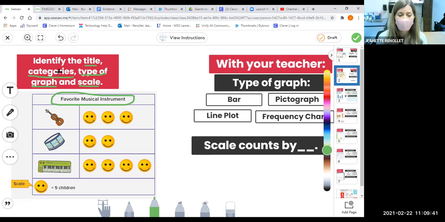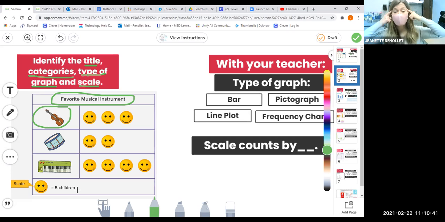Now let's do the categories. If our graph is talking about favorite musical instruments, what kind of categories do we have on our graph? I'll give you a hint. I see 3 categories. Who can identify some of the categories we see on this graph? We know we're talking about musical instruments, but what kind? Angela, what's one? One kind is a guitar. Okay, so some kind of guitar. I see one category. It's a stringed instrument. Might be a guitar. It might be a violin or viola. Thank you, Angela.